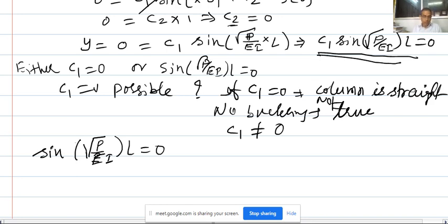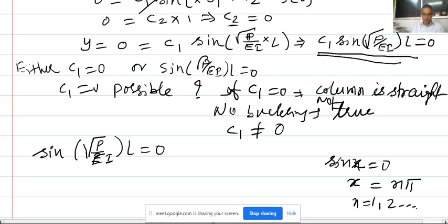This must be 0. If this is 0, then we also learned from the trigonometric functions the values of this solution. Sine of x equal 0, right. If sine x is equal to 0, what could be the values of x? We know that it is n pi, is it not? Sin x is 0 only at x equal to n pi, it means 1 pi, 2 pi, 3 pi, 4 pi, for all integer values n equal to 1, 2, 3, and so on.